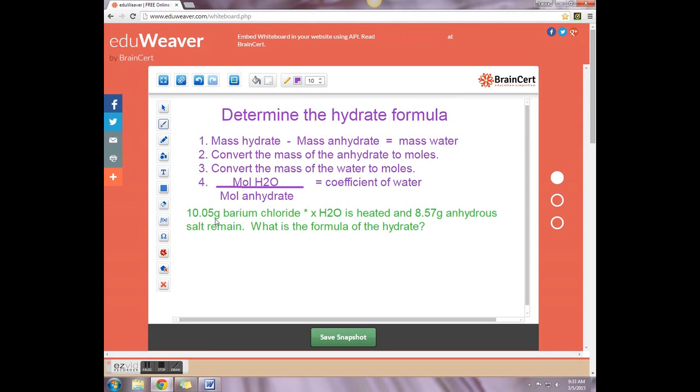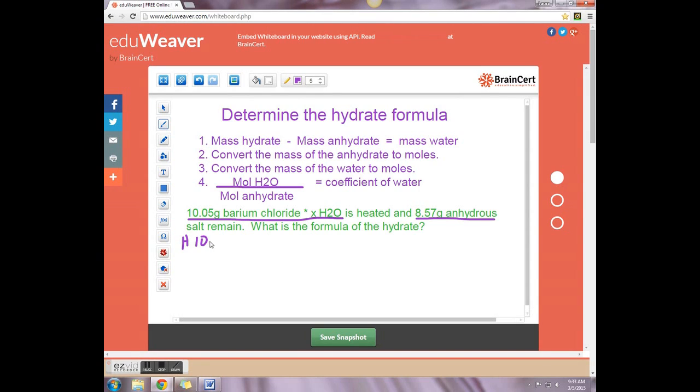Let's take a look at this example. 10.05 grams of barium chloride hydrate is heated, and 8.57 grams of anhydrate is left. These are the two values that I need in order to complete step 1.